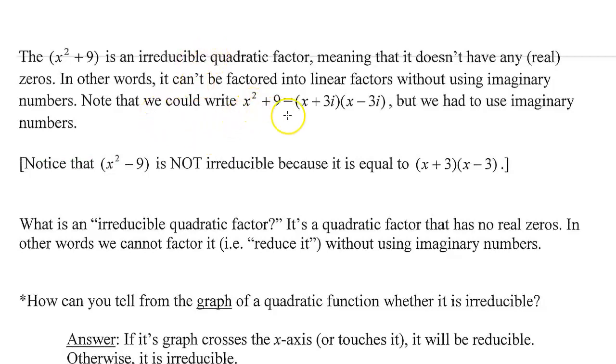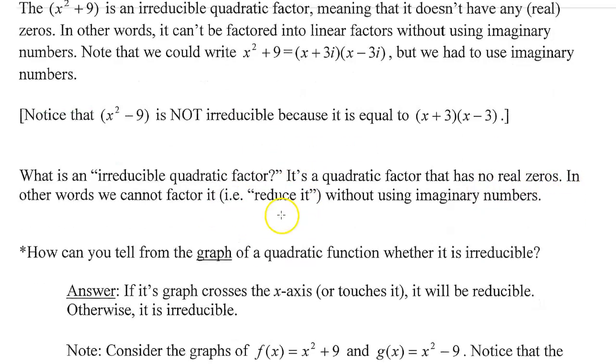Now notice we could actually factor it as x plus 3i times x minus 3i. If you try foiling that out, you would see that this really does work. But notice that we had to use imaginary numbers here. But x squared minus 9 is not irreducible. In other words, it is reducible because we can reduce it: we can factor it into x plus 3 times x minus 3. So what is an irreducible quadratic factor? It's a quadratic factor that has no real zeros. In other words, we can't factor or reduce it without using imaginary numbers.